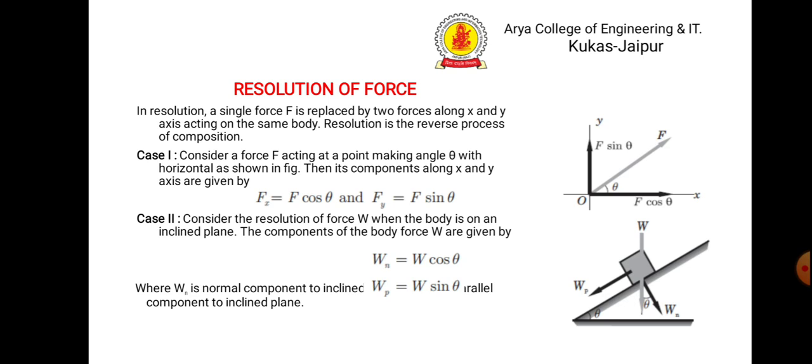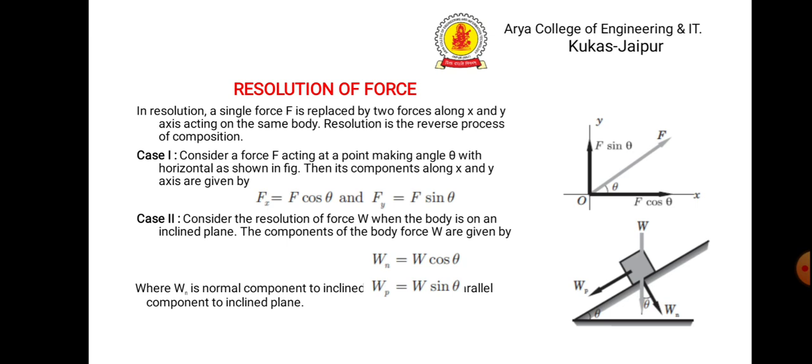But now suppose the body is on an inclined plane. Here the plane is inclined at an angle theta with the horizontal. Then W, the weight of the body, will always act vertically downward. For this, the forces will have one component parallel to the plane and the other perpendicular to the plane, that is, one parallel to the inclined plane and the other perpendicular to the inclined plane. The perpendicular one is Wn and the parallel one is Wp.